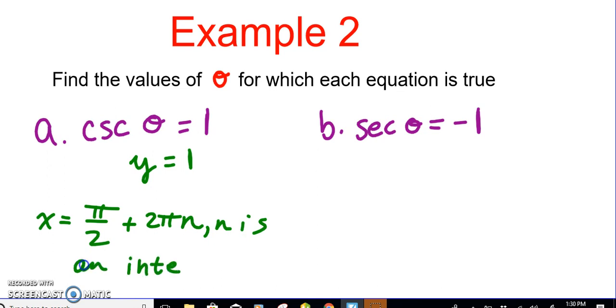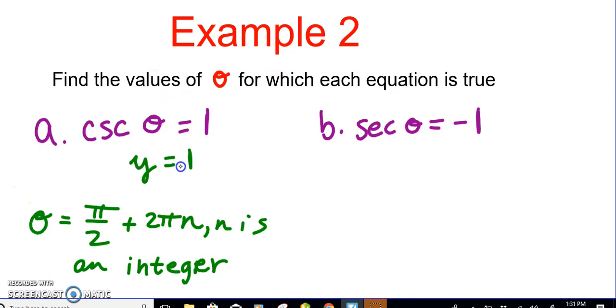So n is an integer, and I think I spelled it right. Yep, I spelled it right. Yay. So at this part, the only thing that we need to really write down is just that. So this is going to tell us every single time that cosecant is going to be equal to 1. So it's going to be x, or let's say theta. Let's not say x, let's say theta, because we're talking about the angle theta.